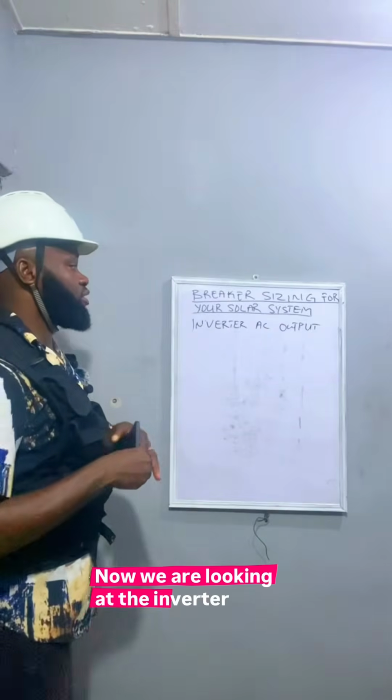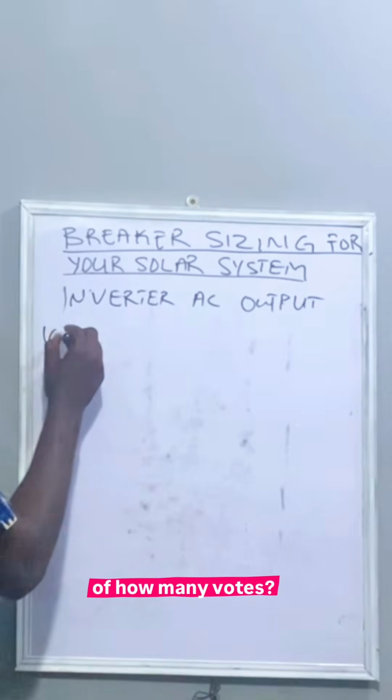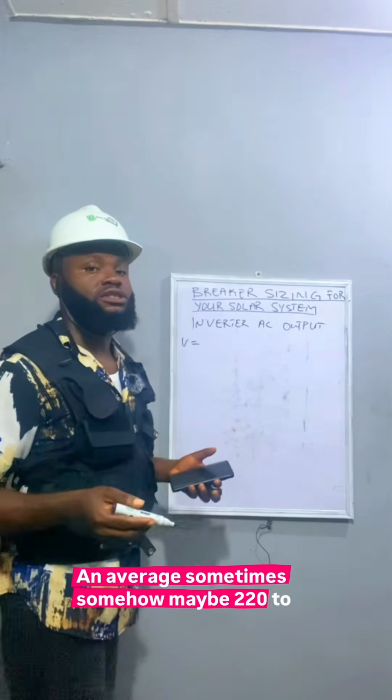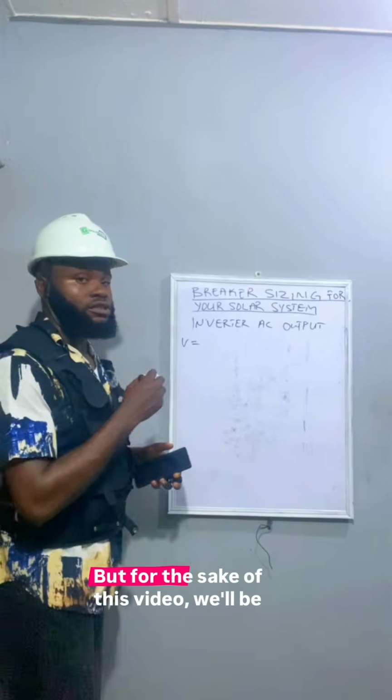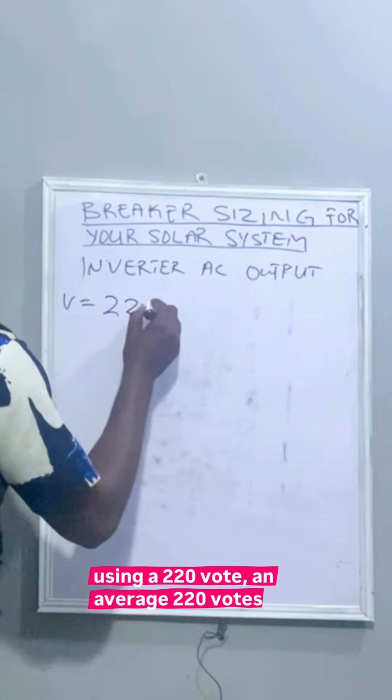Now we are looking at the inverter. The inverter is giving an output of how many volts? On average, sometimes maybe 220 to 230 volts. But for the sake of this video, we'll be using 220 volts on average.